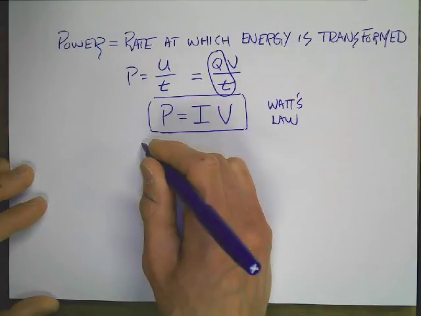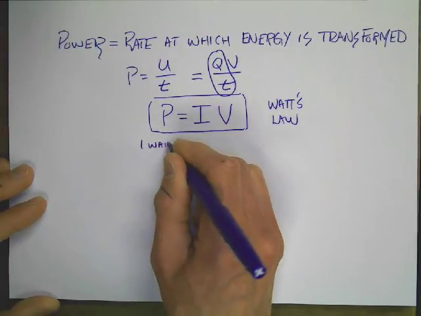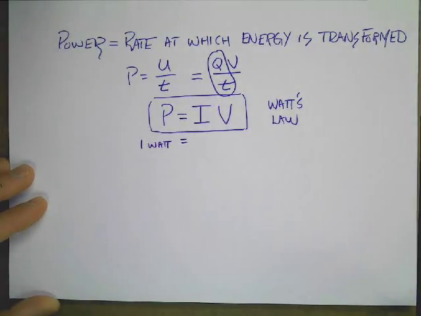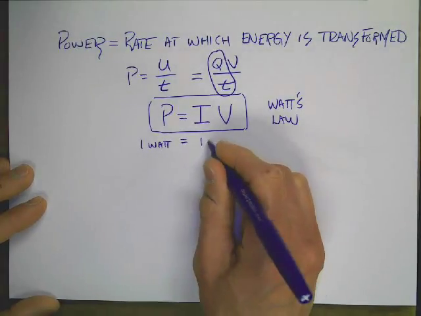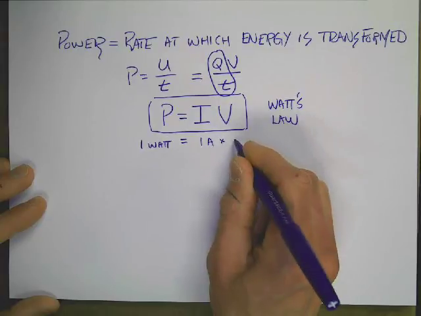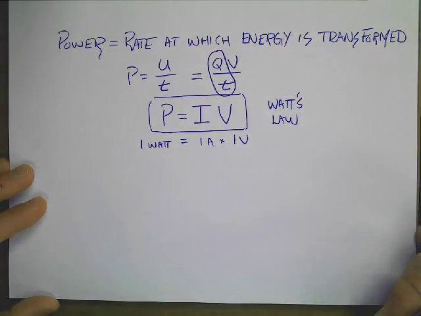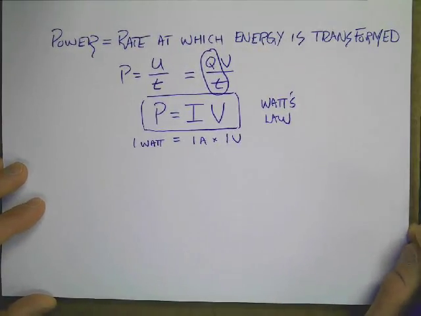From a units point of view, power is measured in units of watts. And the units work out here so that 1 watt of power is equal to 1 amp times 1 volt. And so that's nice and simple.